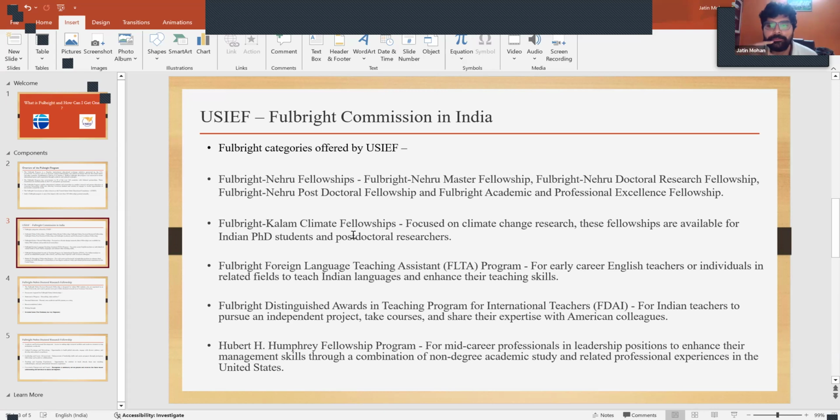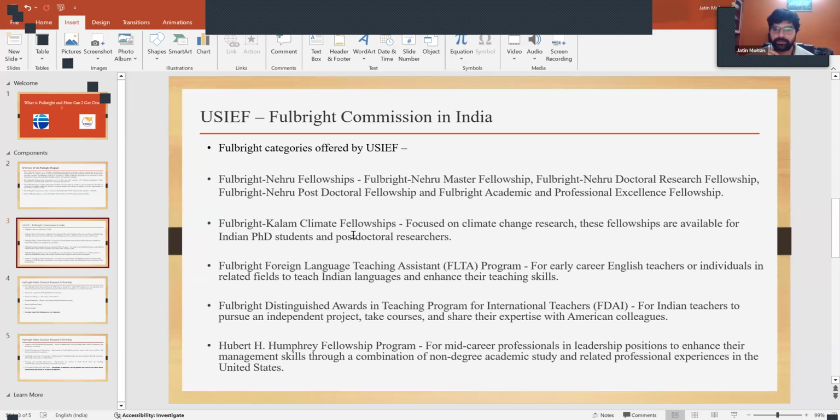If, for example, you are an English teacher, or you're fluent in another language, say Hindi or Odia, and you want to teach that in the US, that's the program you can apply for. Then there is the Fulbright Distinguished Awards in Teaching Program for international teachers, for Indian teachers who pursue independent projects with American colleges and American schools.